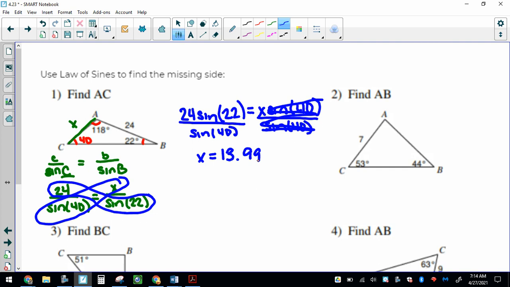Depending on what it tells you to round to, I'm going to round to the nearest tenths place. So here's the tenths place. That 9 bumps him up. Well, that 9 can't bump up anymore, so this is going to be 14.0.